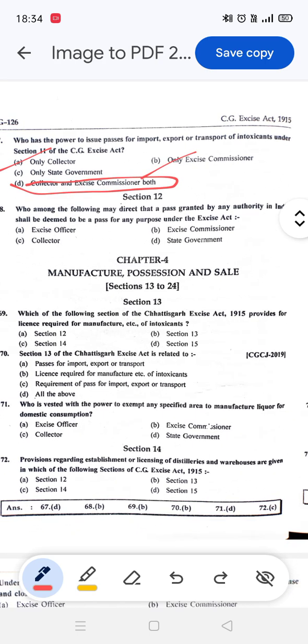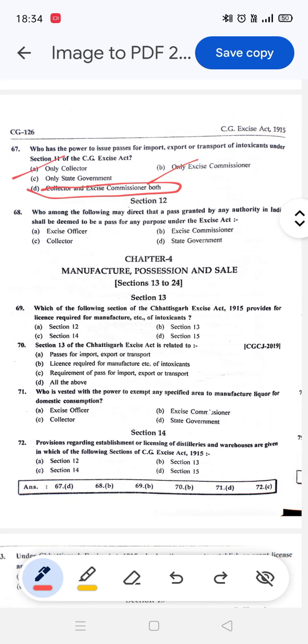Who among the following may direct that a pass granted by an authority in India shall be deemed to be a pass for any purposes under this Act? So it has power to excise commissioner. Question number 69. Which of the following sections of the Chhattisgarh Excise Act 1915 provides for the license required for manufacture etc. of the intoxicants? So here option B, section 13 is correct.